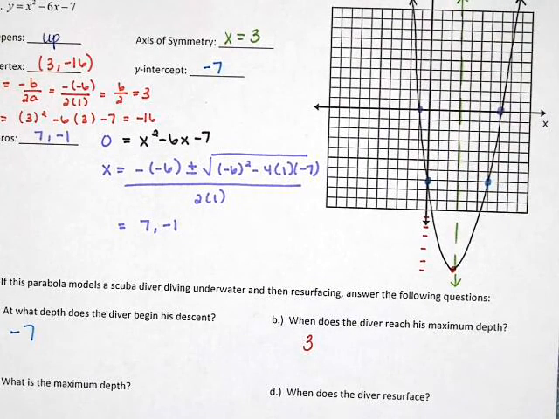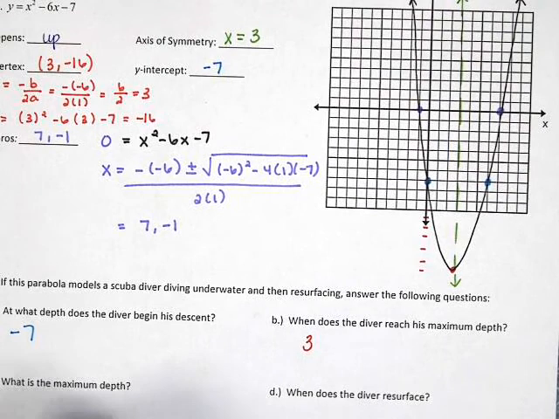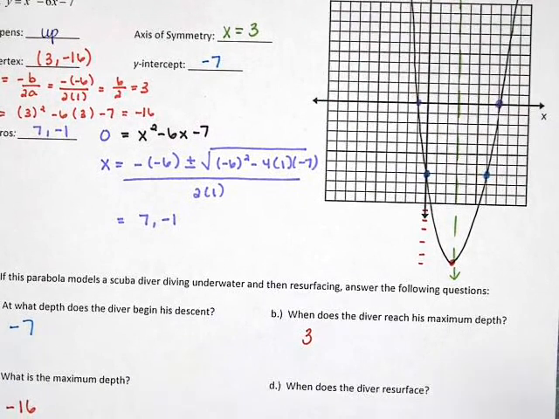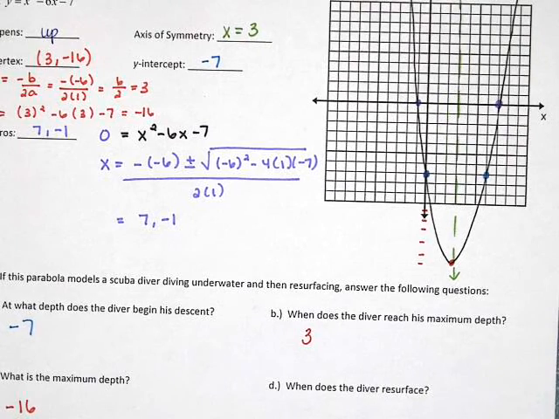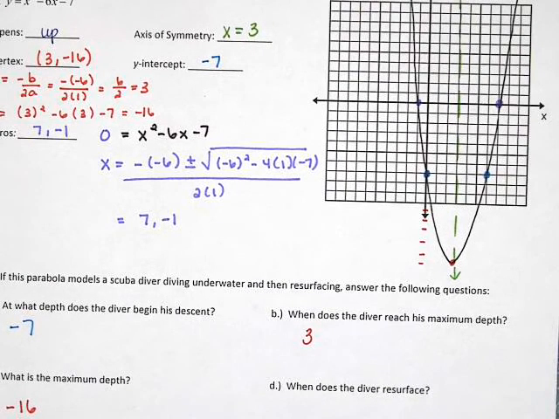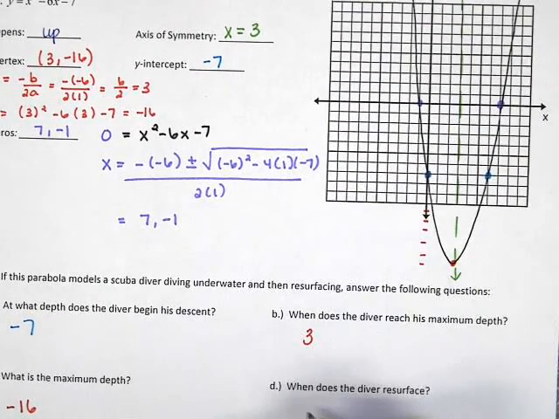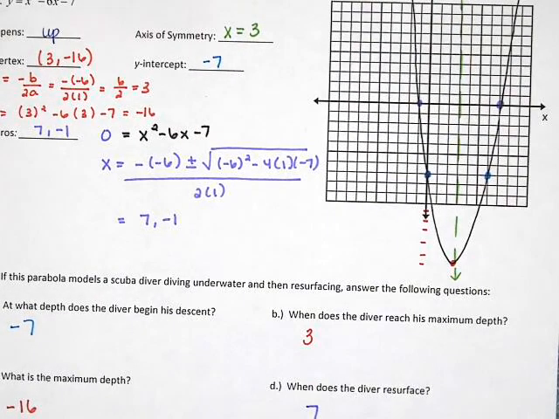What is the maximum depth? So this is again the vertex, it would be -16. And so we would say 16 whatever meters or feet or whatever below the surface. And when does the diver resurface? So now we're talking about the x-intercept, which would be at 7.